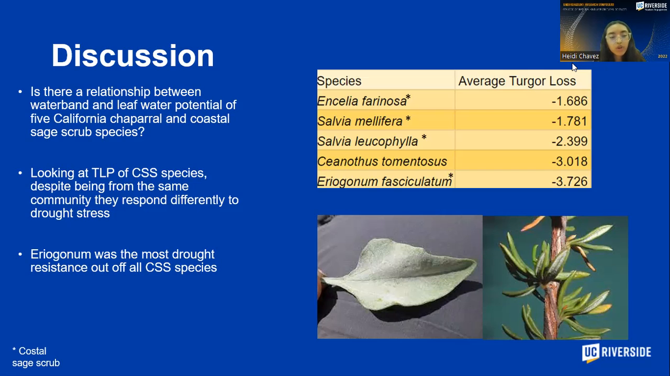By looking at the average turgor loss, we can note that Ceanothus and Eronium were around the -3 and -3.7 values. And so it differed greatly compared to the other 3 coastal sage scrub species, and based off this, we were able to determine that Eronium was the most drought resistant out of all the species and out of all the coastal sage scrub species, meaning that it could maintain turgor and continue its metabolism even during low water potential values.